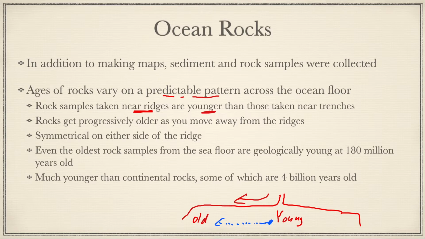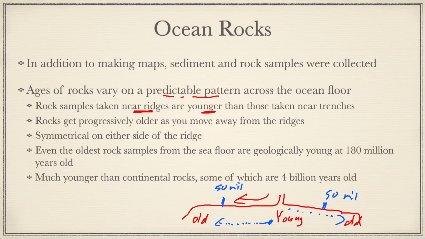So if they are young in the middle and they are old on the edges, and then if you go about the same distance on either side of the ridge, you get about the same age of rocks. So if we went about here and we found something that was 50 million years old, we'd come out about here and we'd find something about 50 million years old. Okay, so it's symmetrical on either side of the ridge.